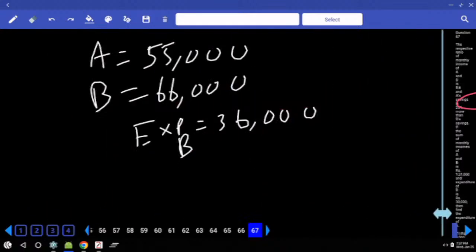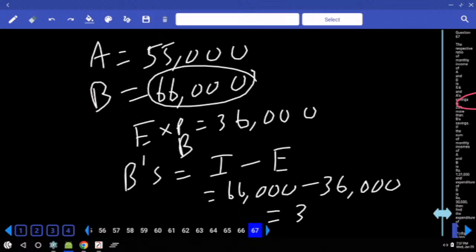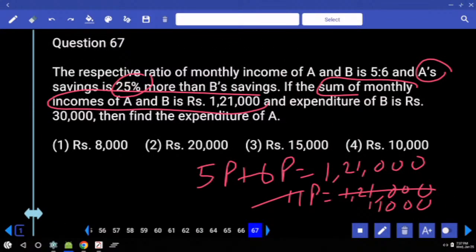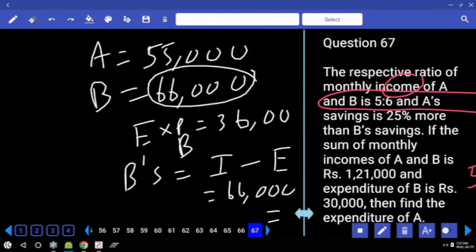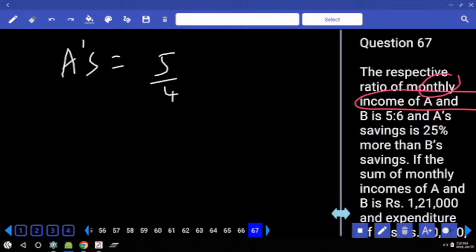First of all, let's find out B's savings. B's savings is income minus expenditure. What is the income of B? 66,000 minus 36,000. So what is the saving of B actually? 30,000. Now he is saying A is saving 25% more than B. So A's savings is 25% more, that is 5/4 of how much?